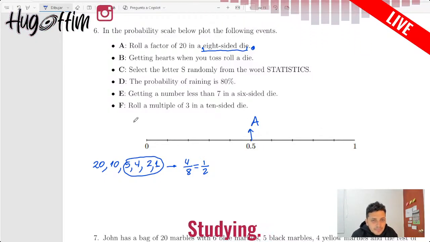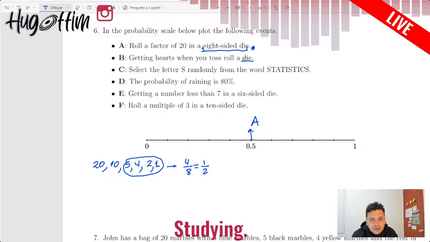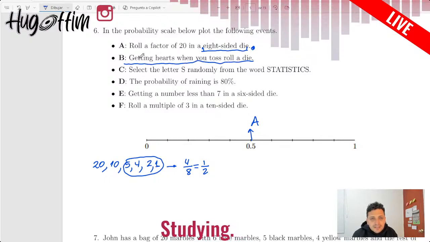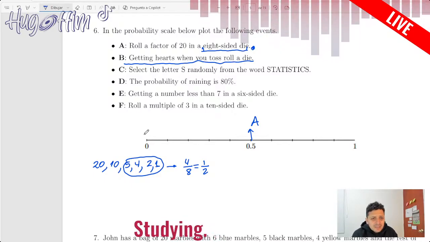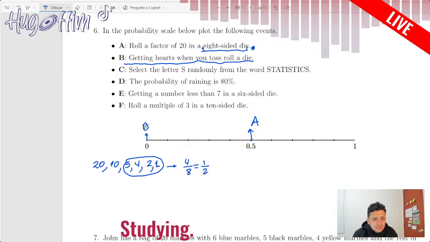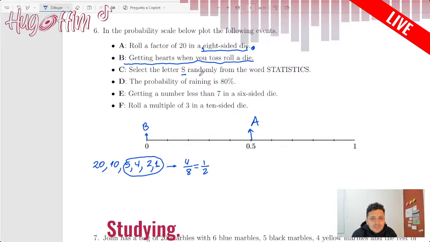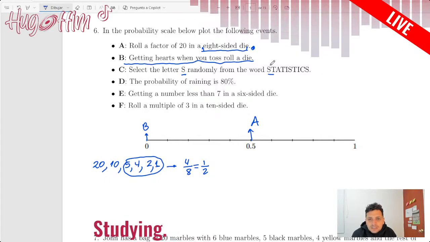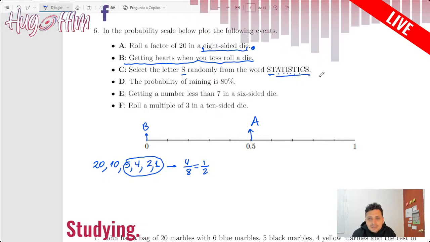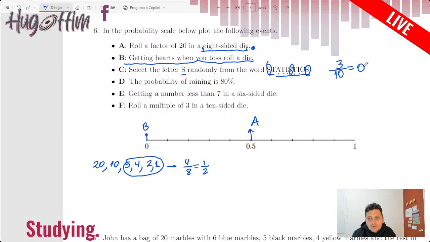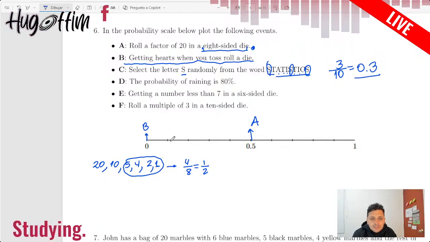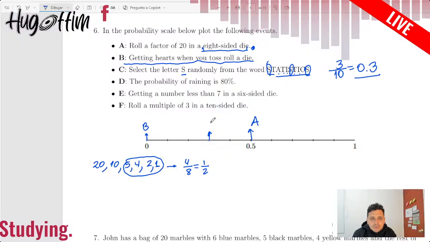That's the first. Getting hearts when you roll a die. Okay, actually, this is kind of funny. Getting hearts when you roll a die has no meaning, so the probability is 0. That's impossible. Select the letter S randomly from the word statistics. The word statistics has 1, 2, 3, 4, 5, 6, 7, 8, 9, 10 letters, and from these 10 letters, I'm going to take 1, 2, or 3. So it's going to be 3 out of 10, or if you put it as a decimal, 0.3. So 0.1, 0.2, 0.3 is going to be here.